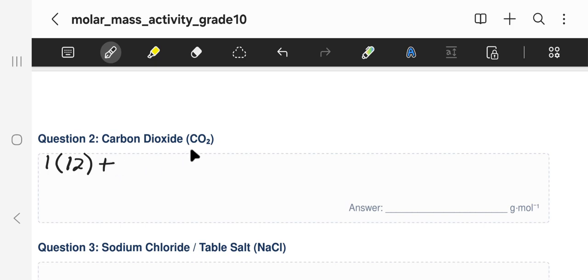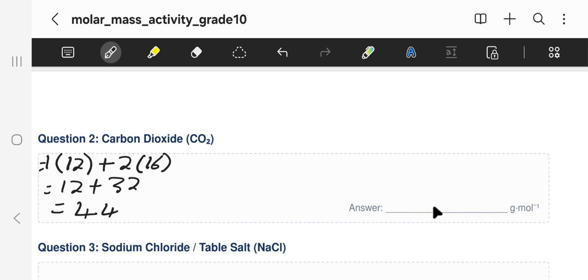12, plus oxygen. But for oxygen, how many oxygens do I have? I have 2, so I'm going to write 2 and multiply this 2 by the number at the bottom of oxygen, which is the relative atomic mass number of oxygen, and that is 16. Then I'll say 1 times 12, and I'm going to get 12 plus 2 times 16 is going to give me 32. So it's 32, and then 32 plus 12, or 12 plus 32 gives us 44, and therefore our answer is 44 grams per mole.